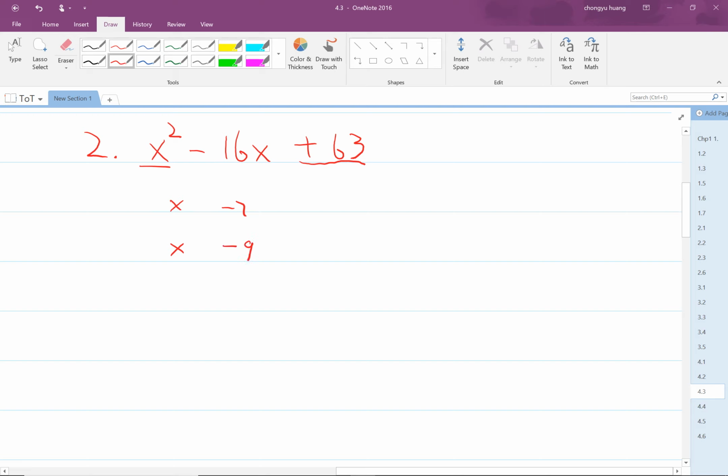So the combination over here is negative 7 and negative 9, because 7 multiplied by 9 is equal to 63, right? Now I'm going to show you the operation. As always, the operation is why we're doing it: we want to make sure the middle number is correct, right?